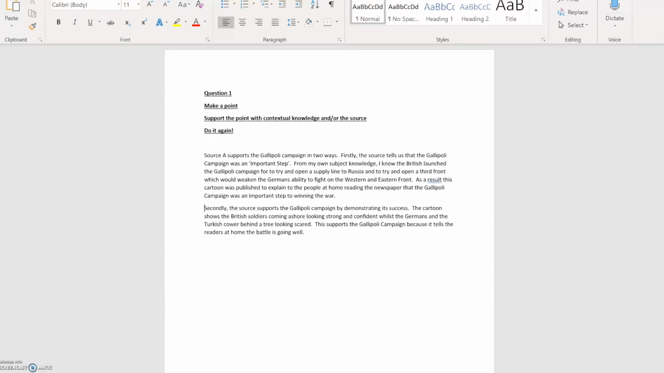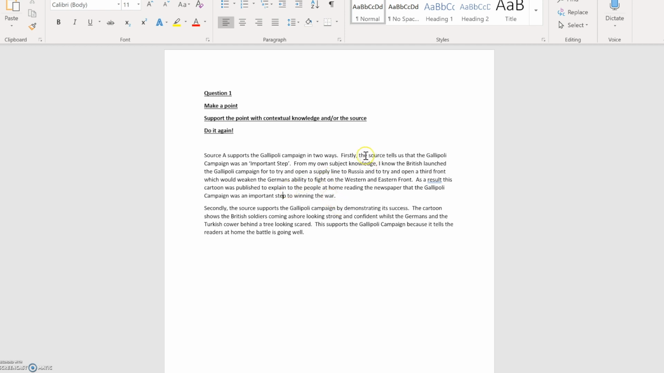But there are some key things which will help you get the attention of the examiner and make sure that the person who's reading your exam script is picking up the points that you're trying to make. First of all, use the language of the question to begin. Source A supports the Gallipoli campaign in 2 ways. Straight away, the examiner who's marking your paper understands that you're going to make 2 points. You've got the idea of what you've been asked to do. They're now going to have a quick read through your exam and try and find those 2 points. And if you've done so, you'll be awarded the marks.